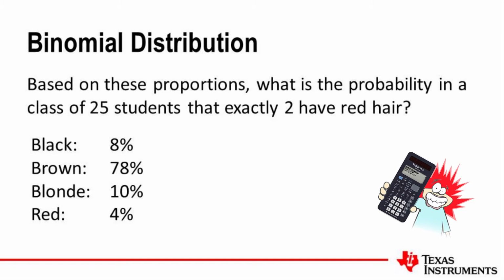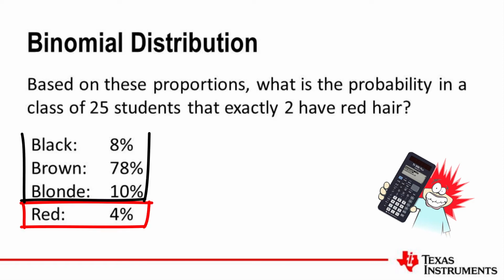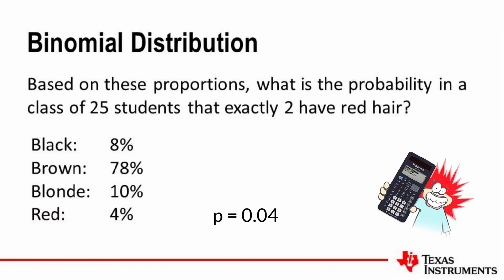We are given information about 4 hair colors. However, we can reduce or simplify the problem down to either red or not red, making the problem binomial. We'll say that success is red hair, a probability of 0.04. We have 25 students, and the question asks us to find the probability that there are exactly 2 redheads.